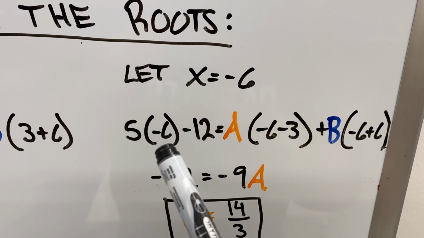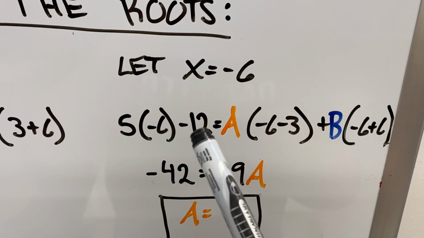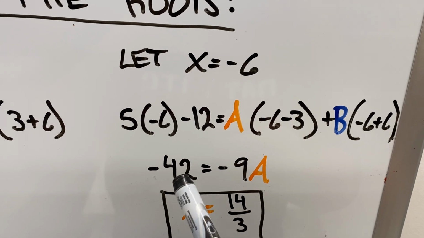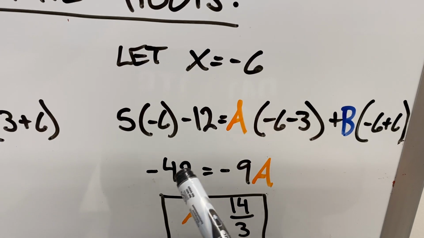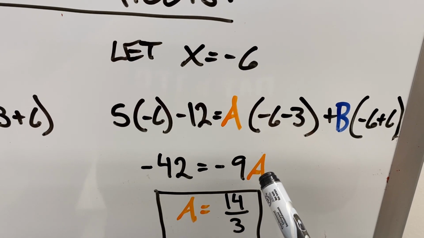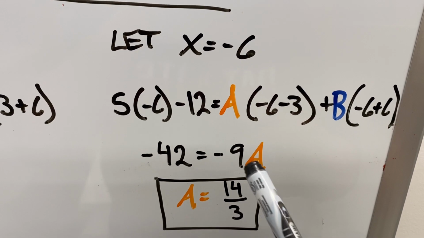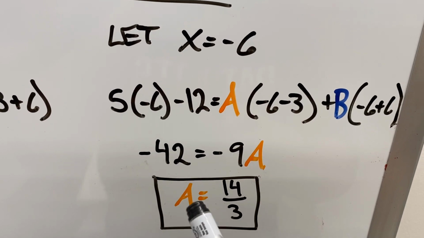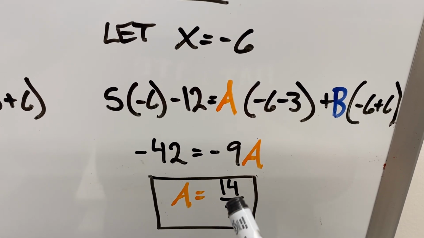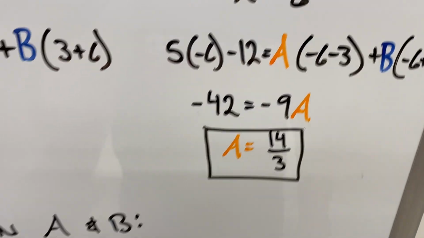5 times negative 6 is negative 30. Negative 30 minus 12 is negative 42. Negative 6 minus 3 is negative 9, so we have negative 42 is equal to negative 9A. We will divide both sides by negative 9. Dividing a negative by a negative is going to give us a positive. A is equal to 14 over 3.